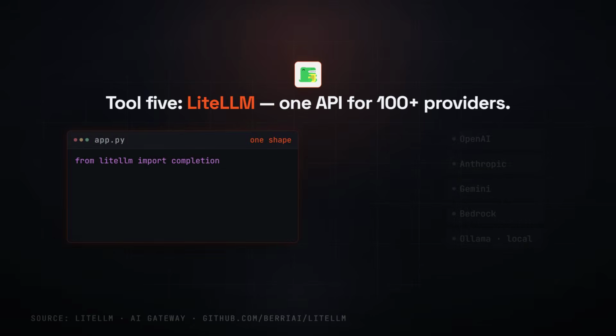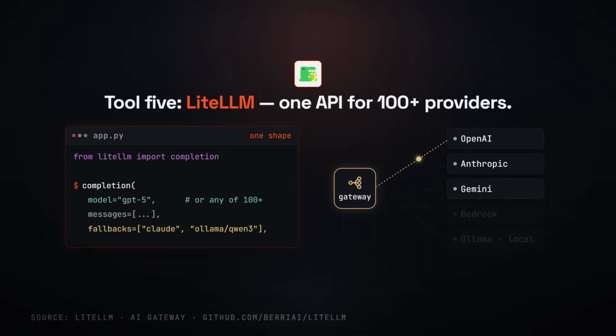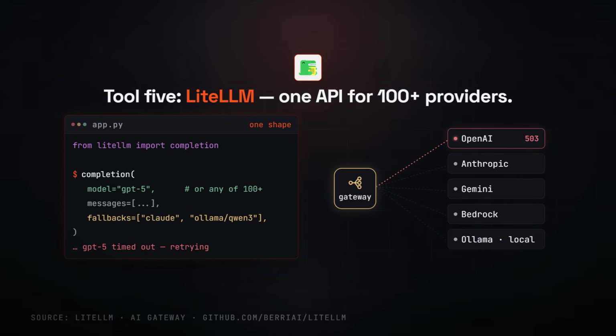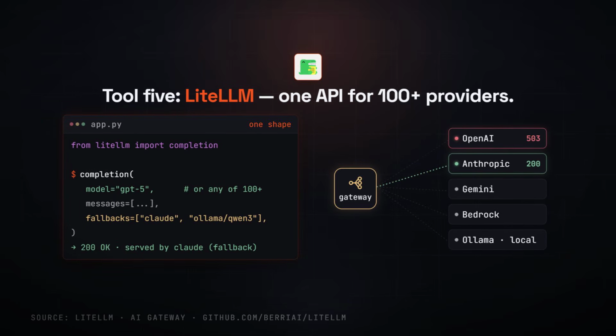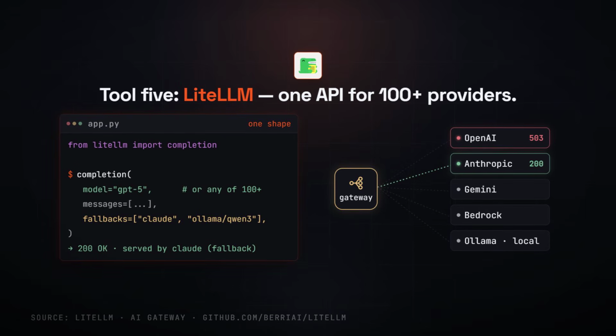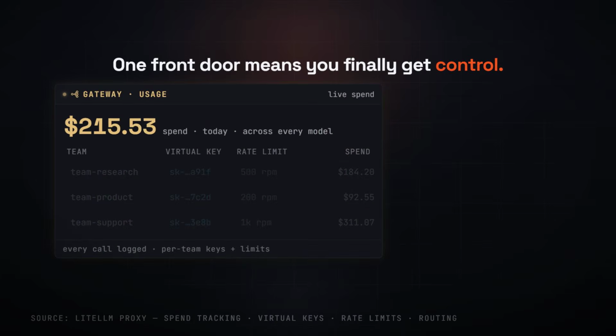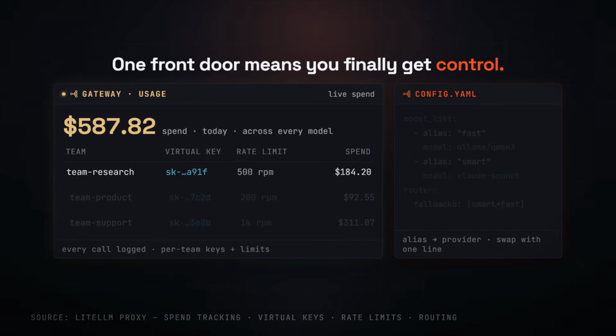Now you have models in a dozen places, some local, some in the cloud, each with its own quirky API. Tool 5, LiteLLM, erases that. It is an AI gateway. You write one OpenAI-style call, and it speaks to over 100 providers behind it. Better yet, when one provider falls over, watch it automatically retry on the next. Your app never even notices, and because every call flows through one place, you finally get control.